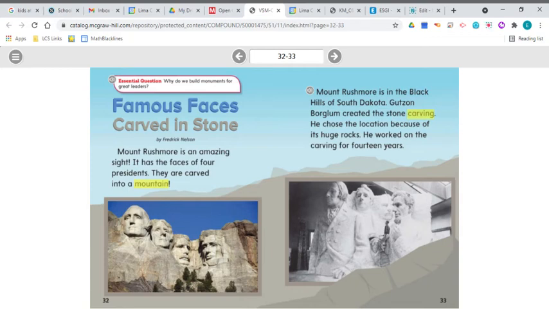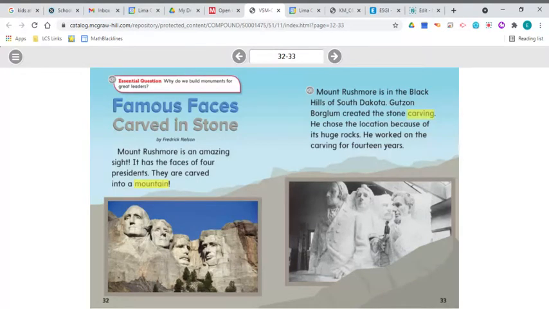Today we are taking another look at Famous Faces Carved in Stone by Frederick Nelson. We're just going to look at some different things about this story. We're going to take a look at main idea and details. And remember, main idea is the big idea in the story, and the details tell more about the big idea. It gives things like the who, the what, the how, the when, the why, the where.